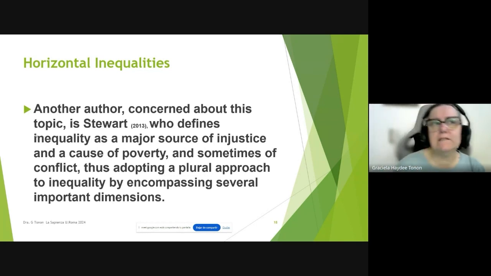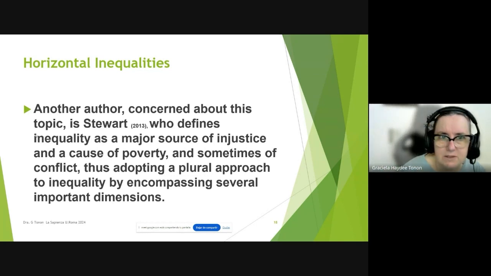Another possibility to study inequalities is the option proposed by Frances Stewart. Frances Stewart is also in line with Sen. She said that inequality is a major source of injustice and a cause of poverty, and sometimes of conflict, thus adopting a plural approach to inequality by encompassing several important dimensions.